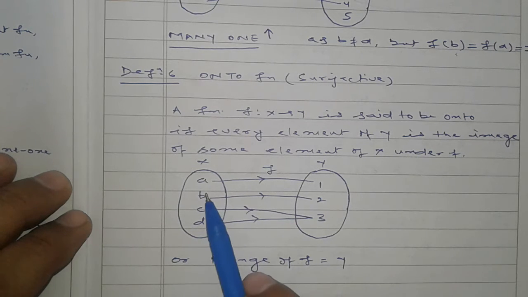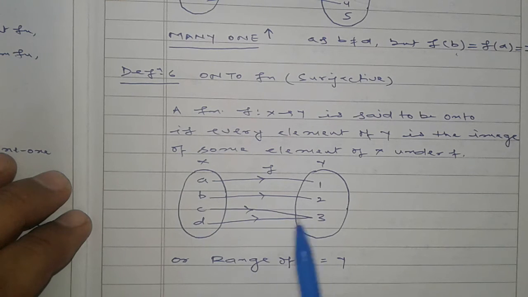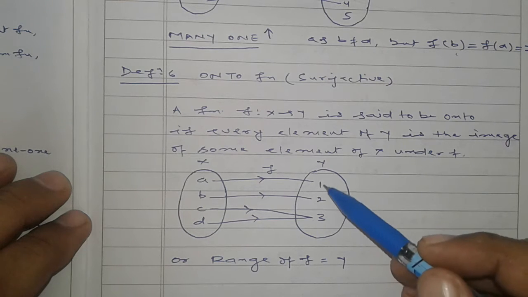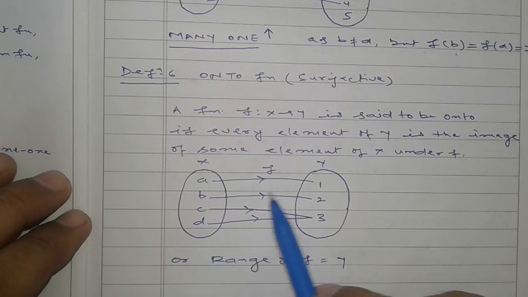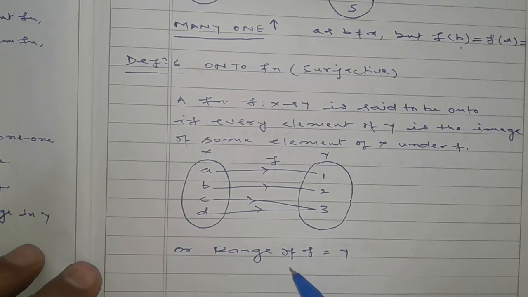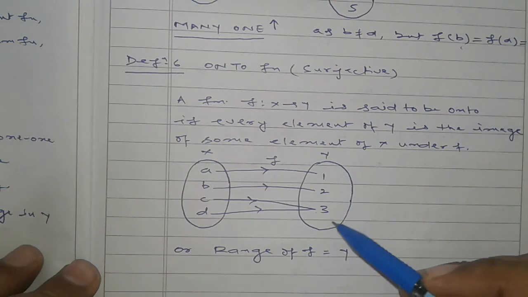is the image of, if you see, a has image 1, b has 2, c has 3, d has 3. So all the elements of y, they are the images of some element in x. So then it is said to be onto function. So basically we will say the range of the function will be the set y.